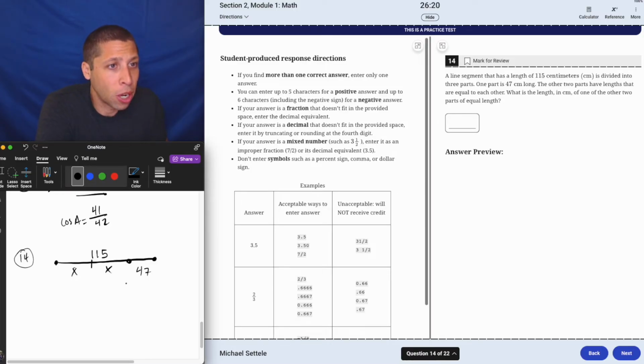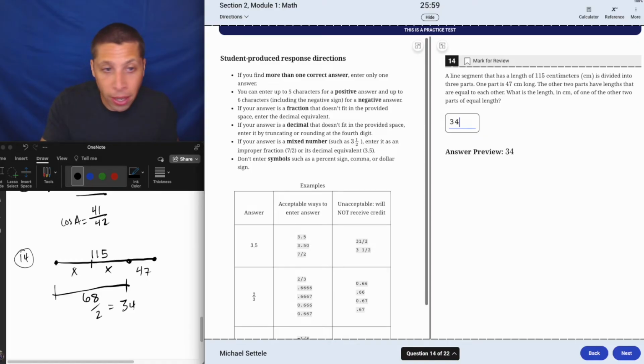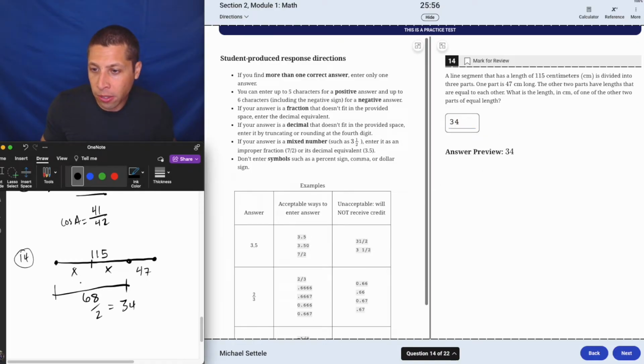Okay. Did I do this right? I'm talking while I'm writing. Right, so let's cut out the 47. So this part here would be 115 minus 47, which is 68. If we divide that by 2, we get 34, right? And here's what we're going to do to check that right away: if each of these parts here is 34, let's add them all up. 34 plus 34 plus 47 is 115. Perfect.